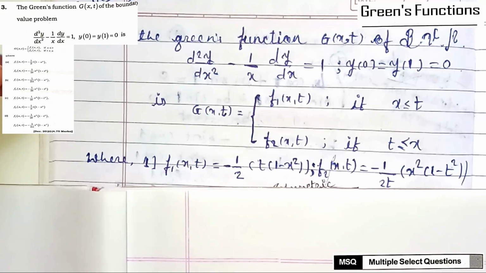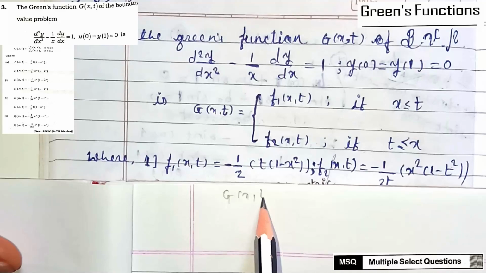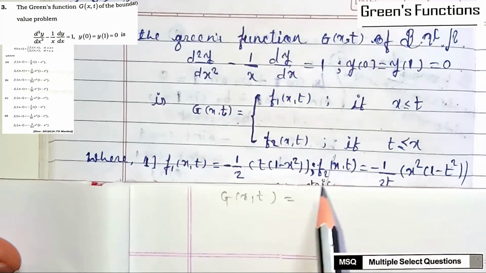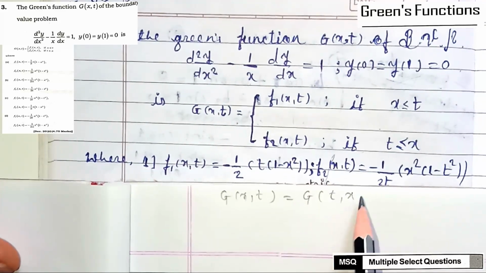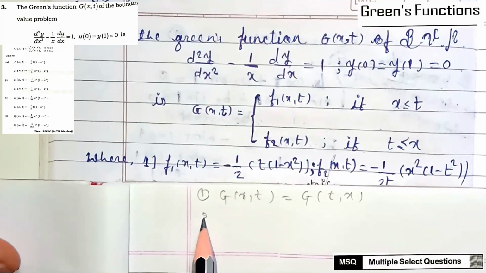But if you understand the properties of Green's function, there are two to three important properties. The first property says that Green's function is symmetric. Symmetric means if we have g(x,t) as a Green's function, then we can also write g(t,x). This is the symmetric property, so Green's function is always symmetric.